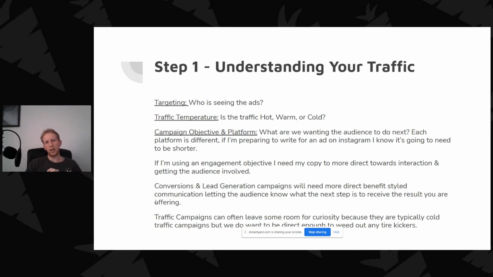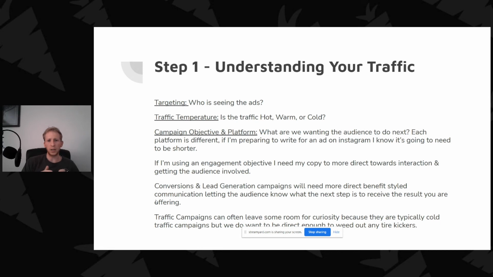And then lastly, we need to look at the campaign objective and the platform. What do we want our audience to do next? That's our objective, right? That's what we are targeting our audiences to do. So what are we asking them to do? What are we expecting from them? Without knowing that, we might be giving the wrong copy to the wrong objective, right? If we are targeting a cold audience and we want them to watch a video, we don't need to spend all our time going over our offer. We need to hook them enough to watch the video, right?